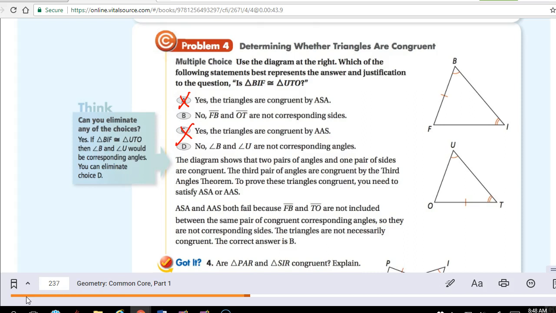So let's look at this one. No, FB and OT are not corresponding sides. Well, that sounds exactly what I just said. This side would have had to match this side, and it didn't. It matched this one down here, and these are not corresponding sides. So therefore, we would choose B as our answer, which you can see down here. They gave it in the example that the answer really is B on this.